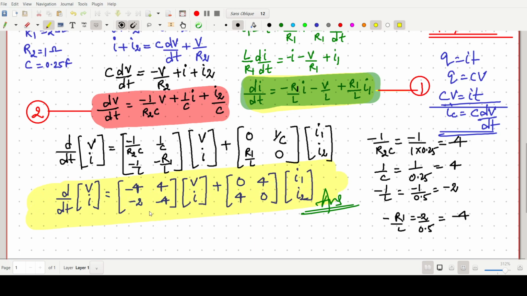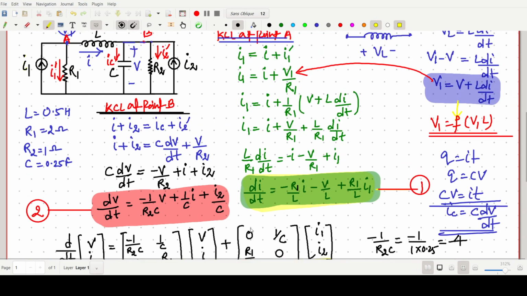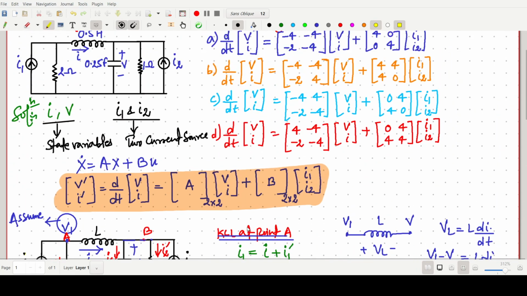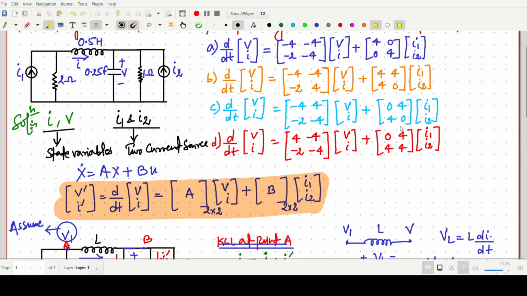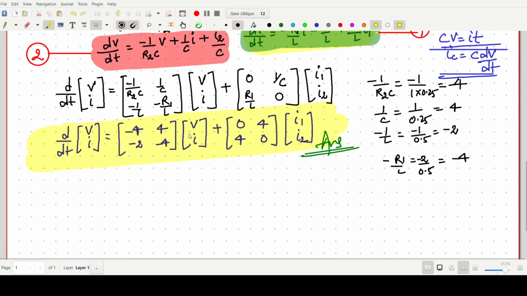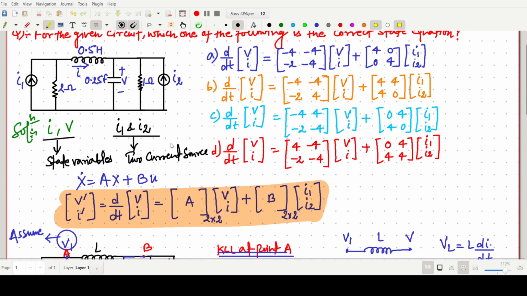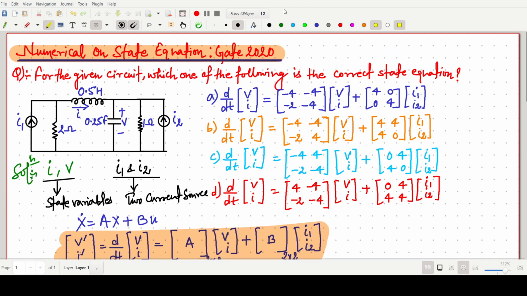Okay, so which one is minus 4, 4, minus 2, minus 4? The options are 0 4 4 0, and minus 4 4 minus 2 minus 4. I know the options, so that's why minus 4 4 minus 2 minus 4. So which one is the correct one? Option C is the correct answer for this question. So this is all about this question.